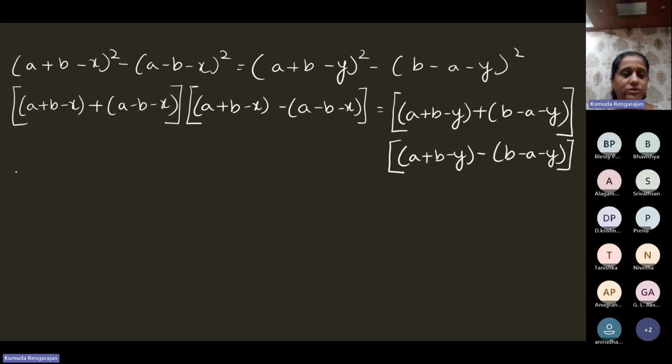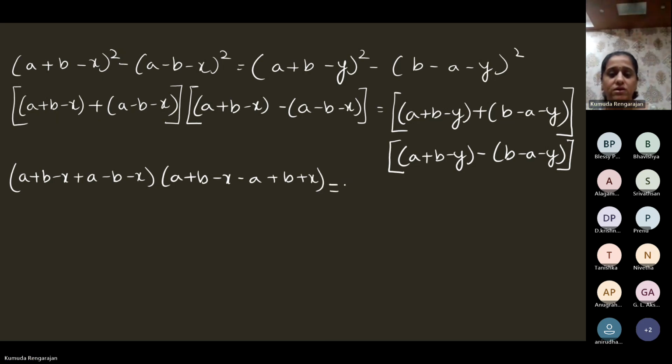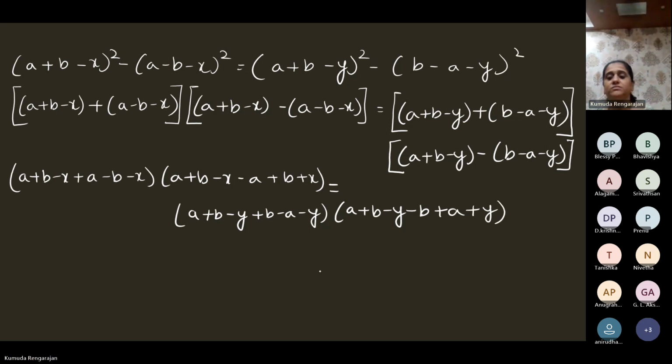So next step, we'll open the brackets. (a plus b minus x plus a minus b minus x) into (a plus b minus x minus a plus b plus x) is equal to (a plus b minus y plus b minus a minus y) into (a plus b minus y minus b plus a plus y). Now what happens? Plus b minus b. So we have a plus a, 2a, minus x is minus 2x.